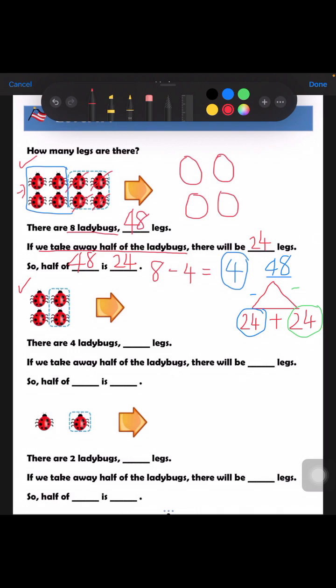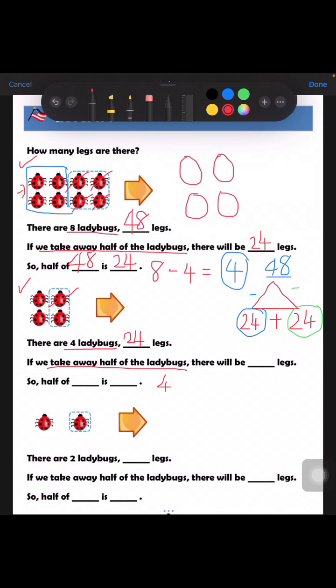Do you know how many ladybugs are there? Yes, there are 4 ladybugs. So how many legs are there? Yes, just now we calculated, it's 24. Again, if we take away half of the ladybugs, that means how many ladybugs will be taken away?